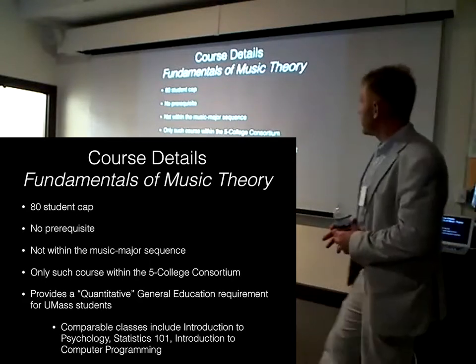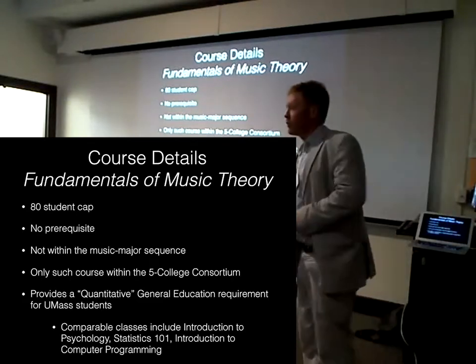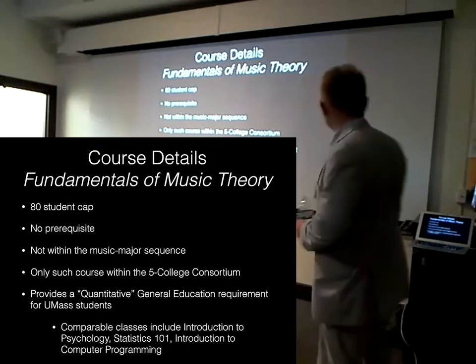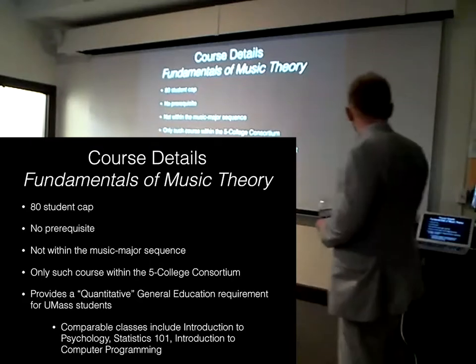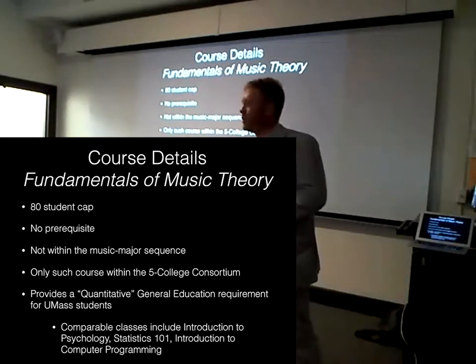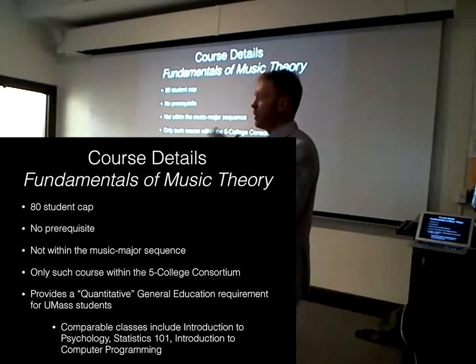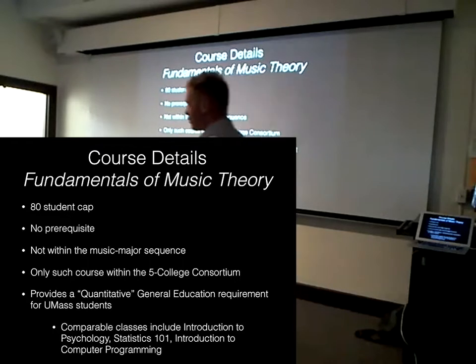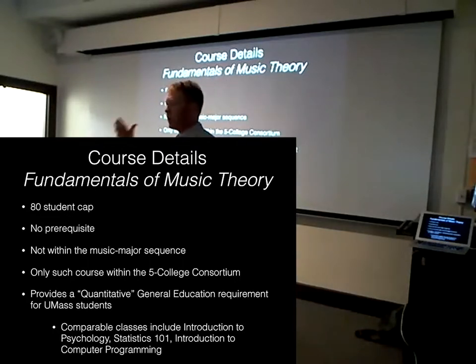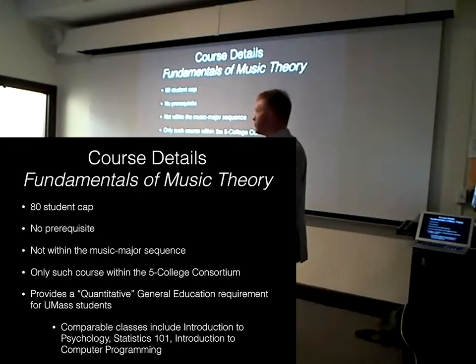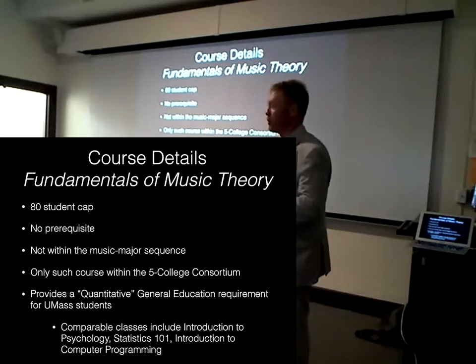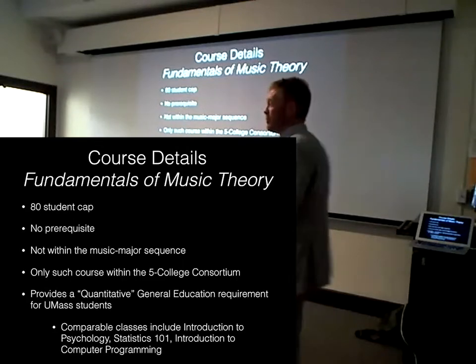It provides a quantitative general education requirement for UMass students. UMass students have to do something like Introduction to Psychology, Stats 101, Introduction to Computer Programming, that takes some kind of formal system. They have to learn a formal system and then use it, manipulate it, wrap their minds around it, and music theory checks that box for them. So they can take Introduction to Computer Programming or they can take music theory.